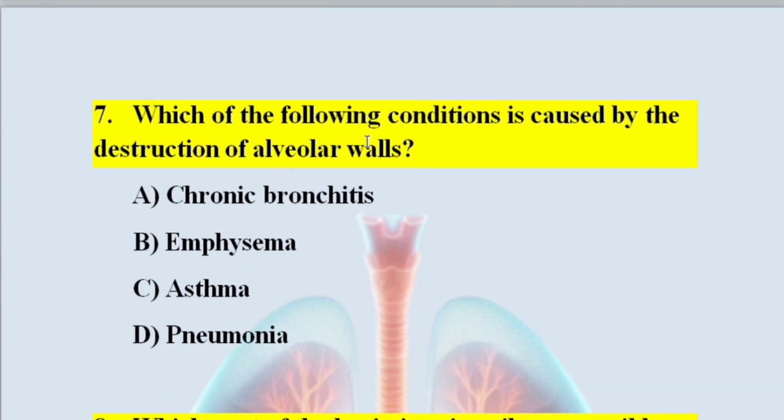Which of the following conditions is caused by the destruction of the alveolar walls? Alpha, chronic bronchitis, beta, emphysema, Charlie, asthma, and delta, pneumonia. So here the right option is emphysema.